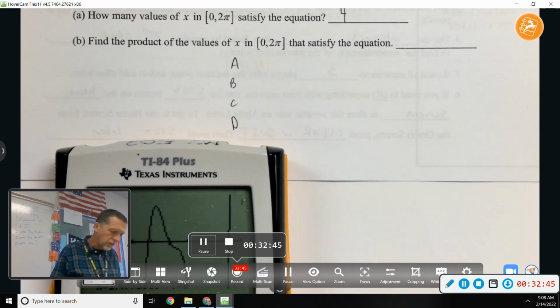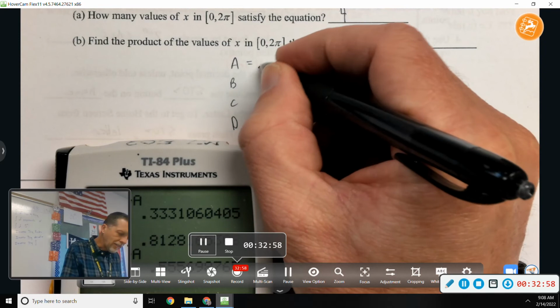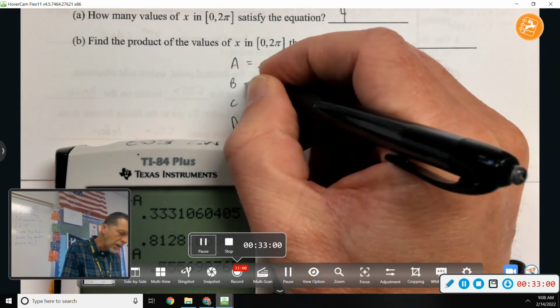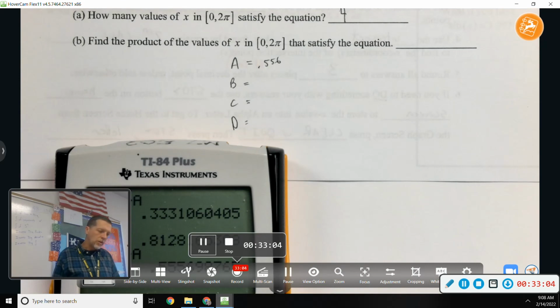I don't suppose you even have to find them in order, but it would probably be the best way to go. So store that first one as A. You don't have to write these down, but I think it might be helpful just so you keep track with what you know and what you don't know. And then when you get to the end, all you got to do is A times B times C times D.